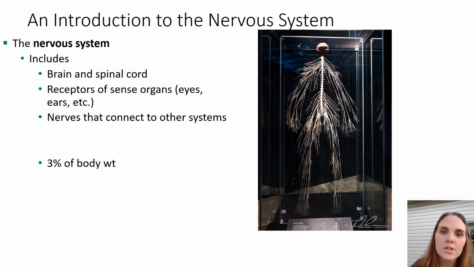So we're going to start talking about the nervous system. When we talk about the nervous system, we are talking about the brain and spinal cord, the receptors of our sense organs, such as our eyes and our ears, and then the nerves that leave our central nervous system, that leave the brain and spinal cord and connect to other systems. And the nervous system accounts for about 3% of our body's weight. And this image here is basically all the components of our nervous system with the rest of the body taken away. So you can see the brain, the spinal cord, and those are all the peripheral nerves coming off of the spinal cord.